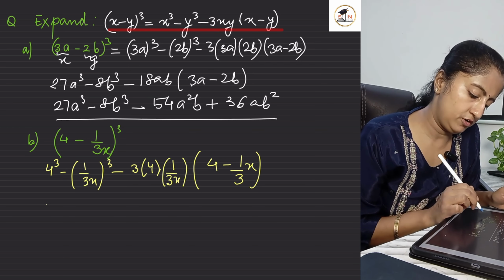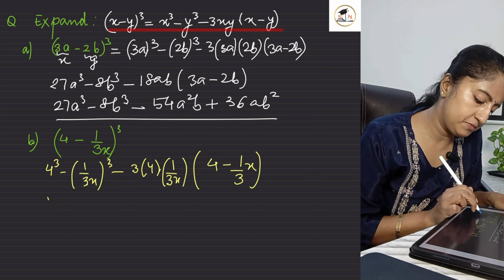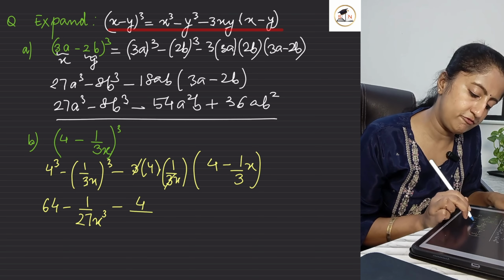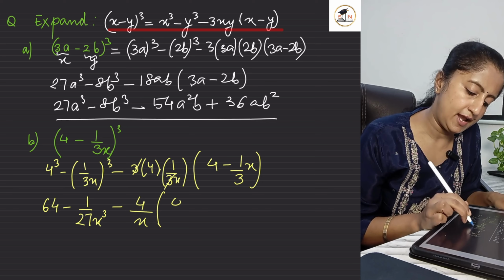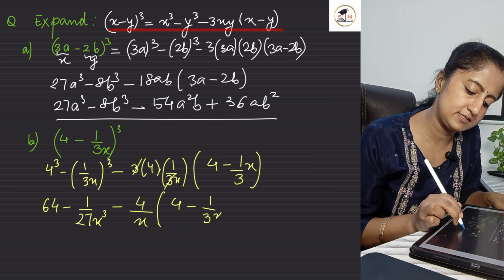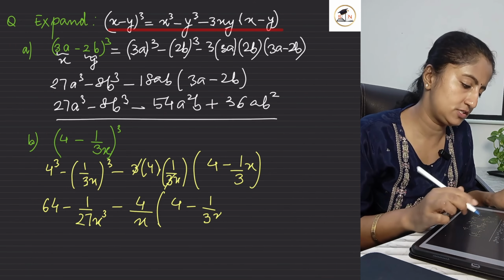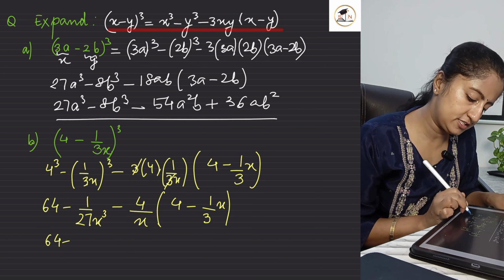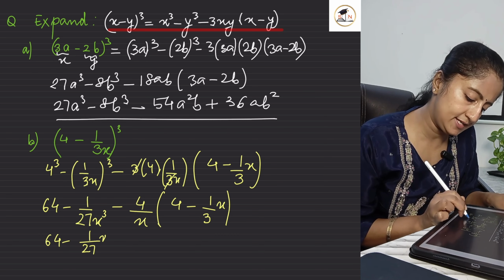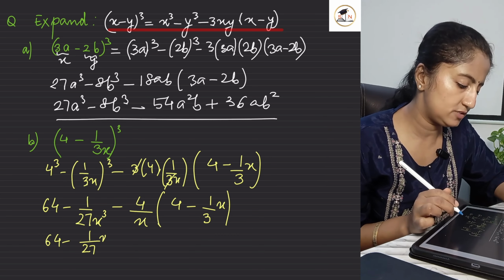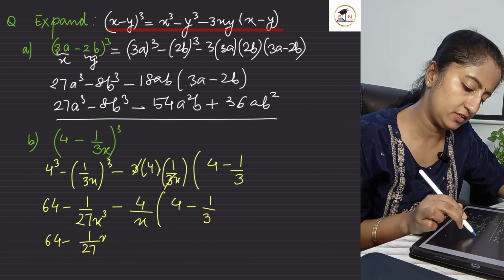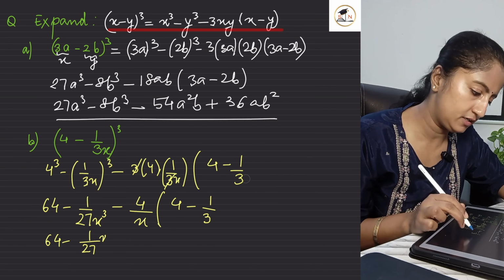Now, moving on, 4 cube gives us 64 minus 1 by 27 x cube. Okay, 3 and 3 got cancelled. So we are having 4 by x outside and the bracket gives us 4 minus 1 by 3x. Oops, x is on the top, right? So now the final 64 minus 1 by 27 x, my bad, x was actually a part of the denominator. Yeah, x is a part of the denominator, right? I am writing it wrong.